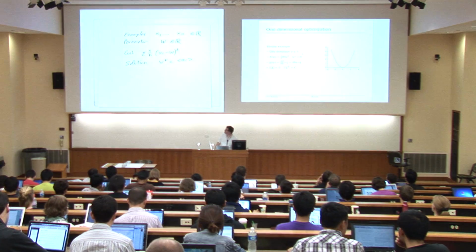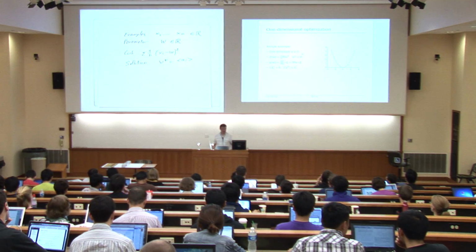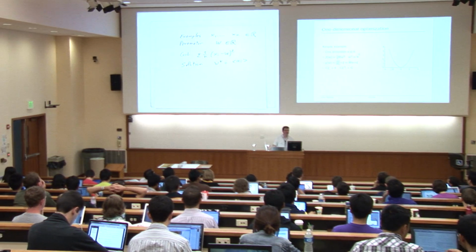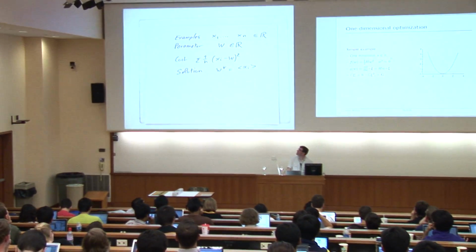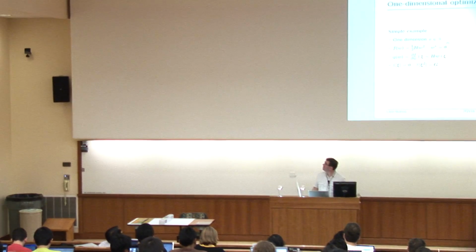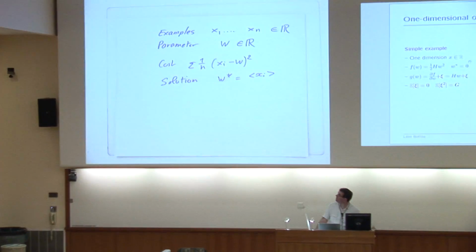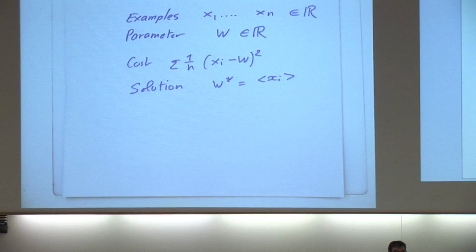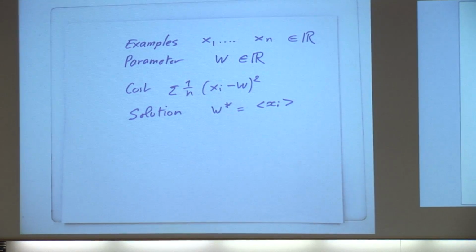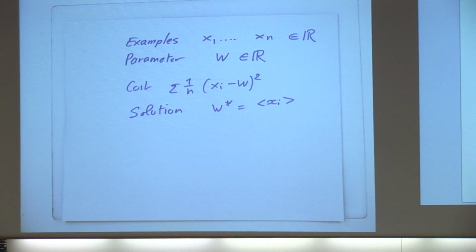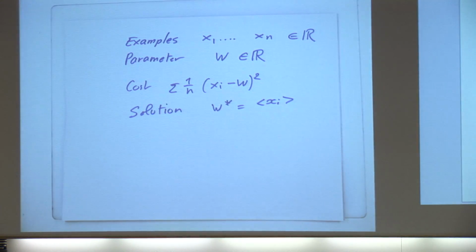In fact, if you look at what the problem is, you have a bunch of examples, they're just numbers in R, real numbers. You have one parameter, it's also in R. And you want to optimize the average of (xi minus w) squared. And the solution that is well known is just getting w to be equal to the mean of the xi. So the problem is not that interesting, but it's a good problem to start the situation.